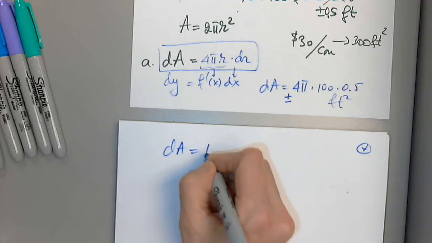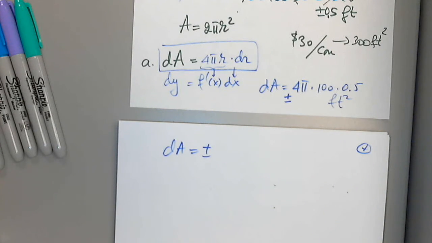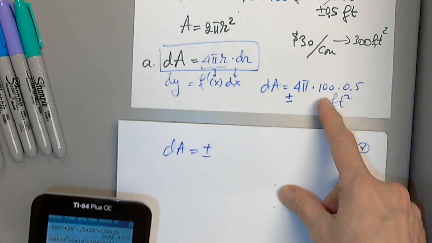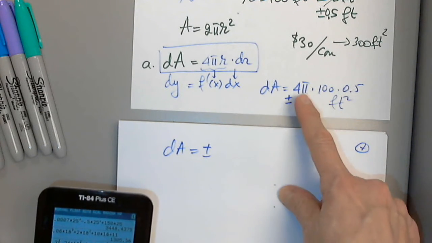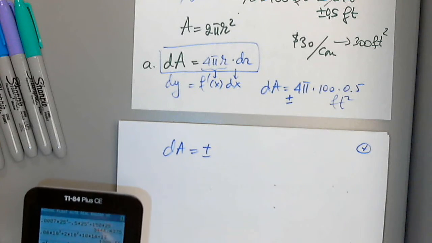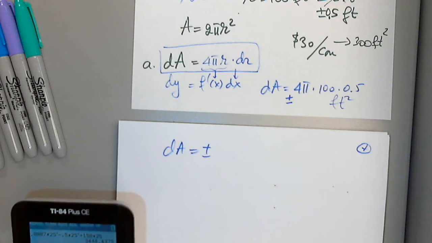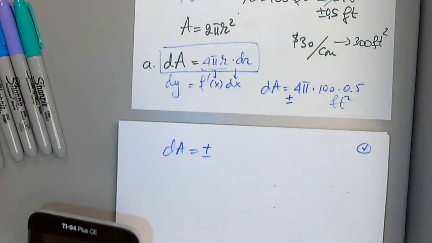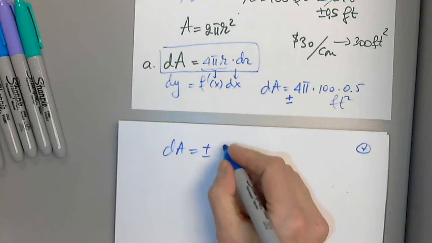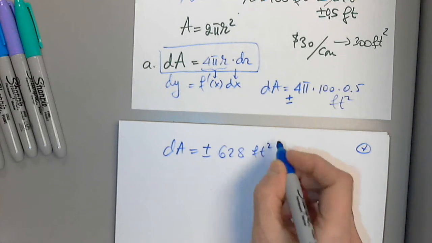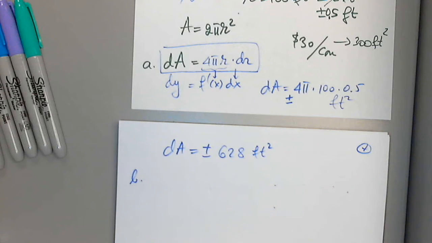So dA equals plus or minus. Let's put in the calculator 4 pi. So this times this is 50. 50 times 4 is 200. So 3.14 times 200, I got 628. Plus or minus 628 square feet. Part B. Any questions so far?